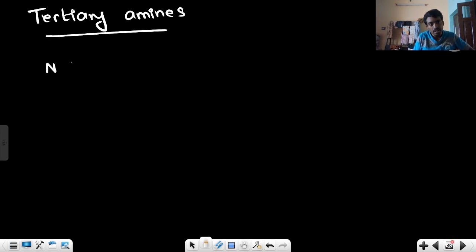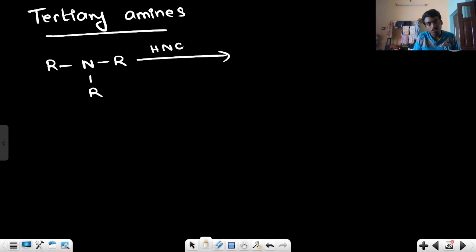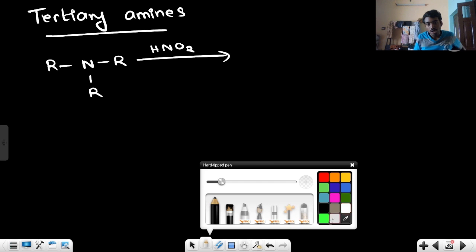A tertiary amine looks like N with R, R, R, right? And when I'm treating it with HNO2, see, for primary amines, diazo formation you did, and then you release nitrogen and HCl. Done. For secondary amine, you have to eliminate water. For tertiary amine, you will eliminate alcohol. How? Let me show it to you.